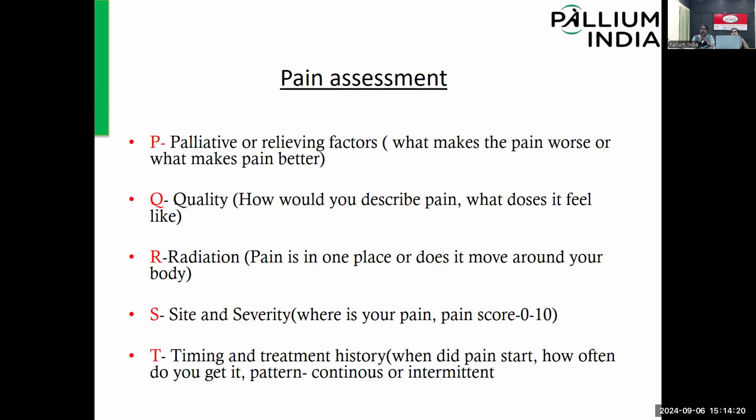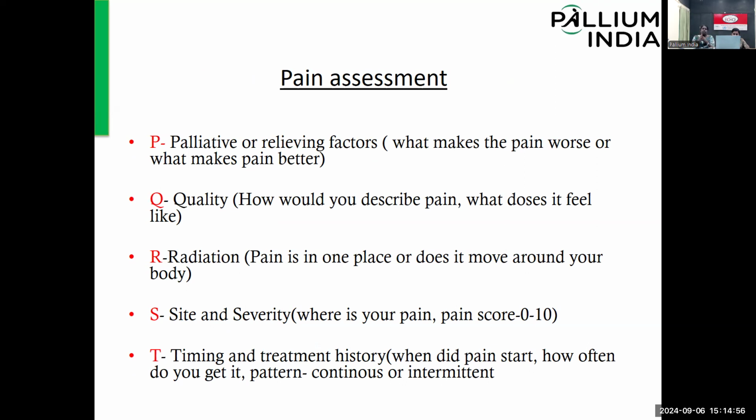I think everybody knows how we assess pain, because we have a criterion, PQRST. P is for palliative or relieving factors, that is, what makes the pain worse or what makes it better. Patients often say walking provokes the pain, or that massage over the painful area, or some medications, will relieve the pain.